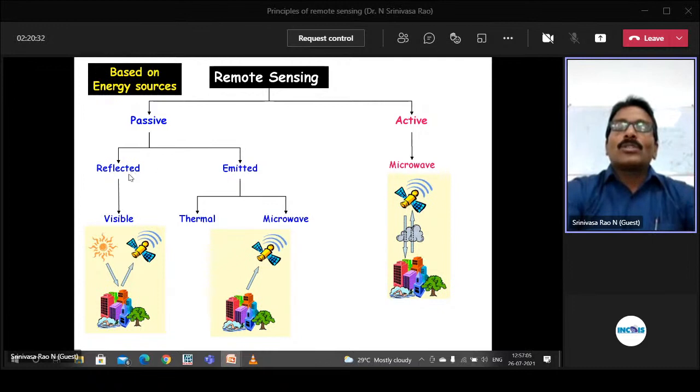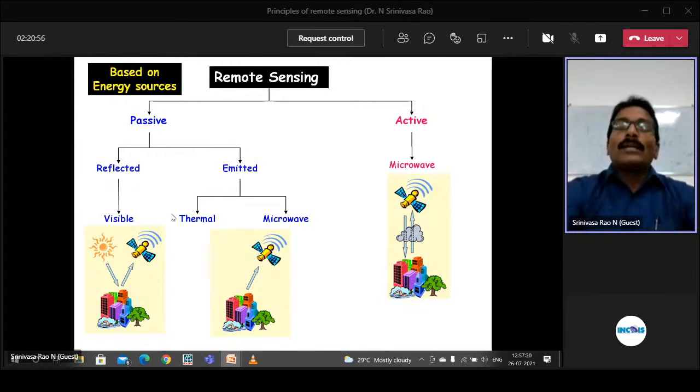In reflected remote sensing, we use only visible wavelengths and IR. And emitted remote sensing, the emission based on body temperature, works in two ways: at the thermal region it is emitting, and in the microwave region it is also emitting. So if you capture the microwave region, in all weather conditions we are able to measure the target temperatures.